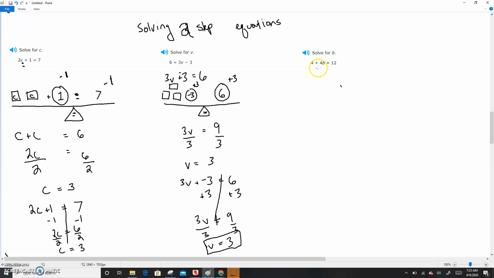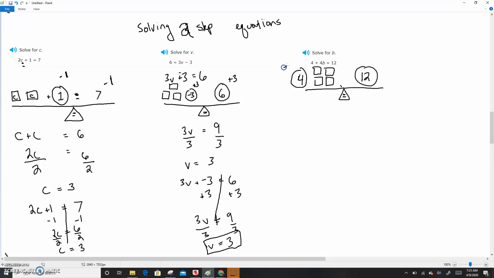Last one we're going to look at. Again, some of you are used to seeing the variable come first, but don't be caught off guard. It's the same process no matter how it's written. That's a horrible line. We can do better. Let's draw a balance. I have 4 and 4 boxes. And over here, on the other side of the equal sign, I have 12.